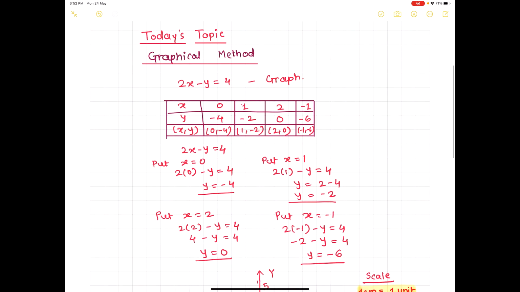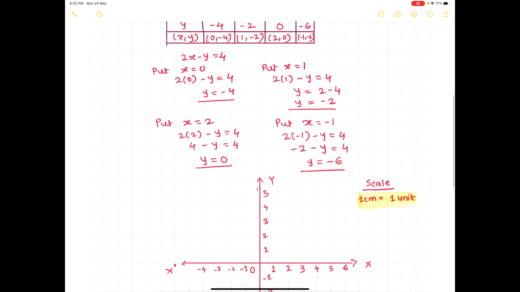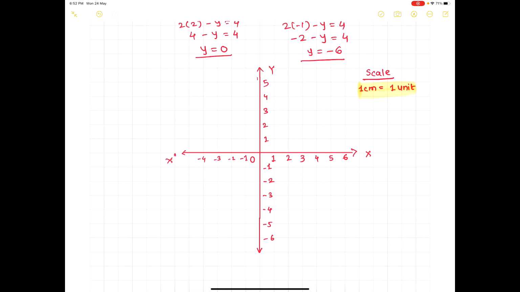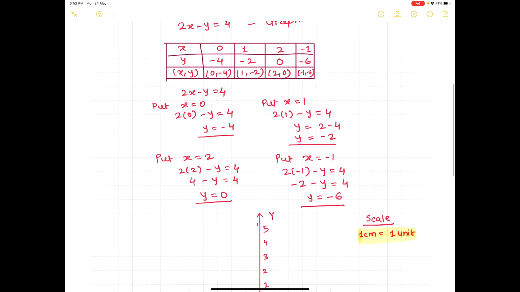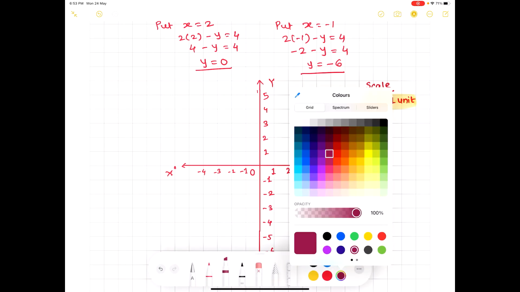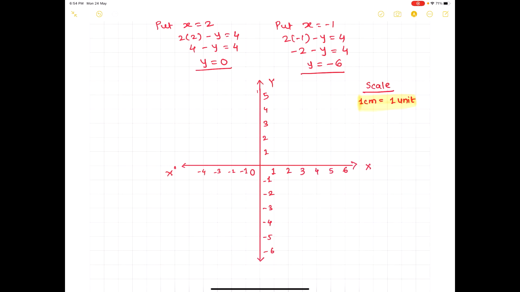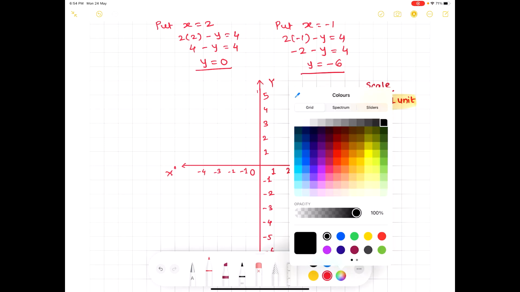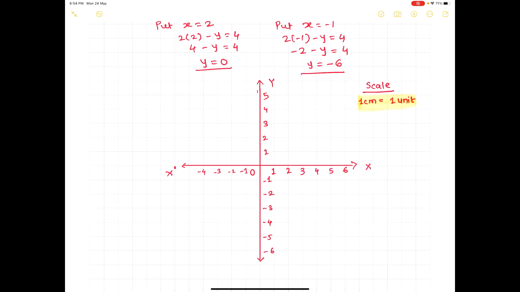Now go for the table. What are our coordinates? 0, minus 4. So I will first put that 0, minus 4. 0 means for x it will be 0 and minus 4 is the y coordinate. So y is minus 4. This will be our point. Just a minute. Okay. So let's go, 0, minus 4. Where is 0, minus 4? So the 0, minus 4 point will be here.